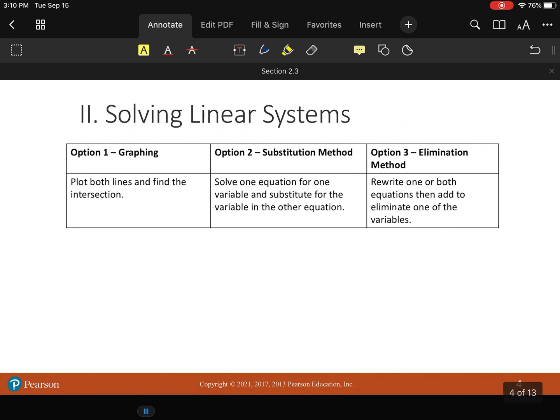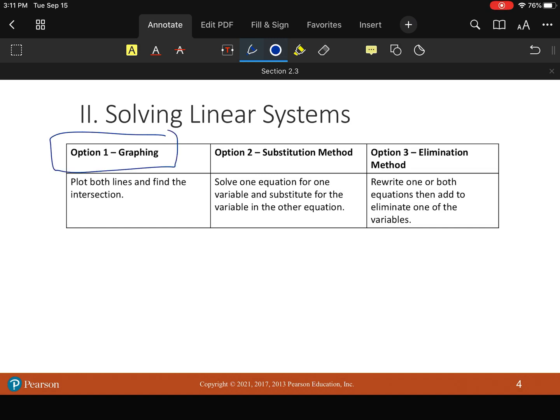Now how do we go about solving? Three options. Which one I'd use depends; it's going to vary. So option one, you can graph. You graph both lines and see where they intersect. And remember, that intersection is going to typically be an x comma y. That's your solution.